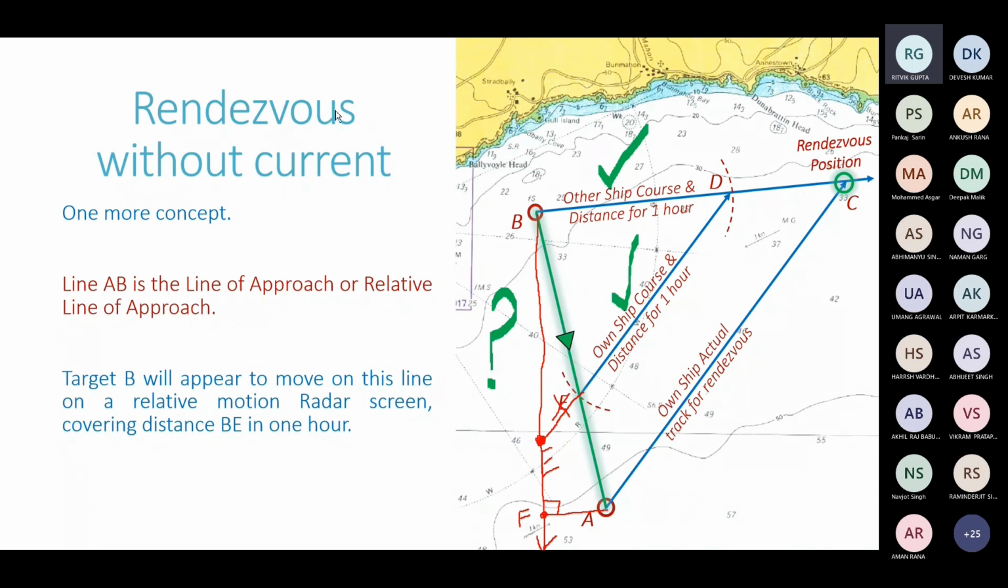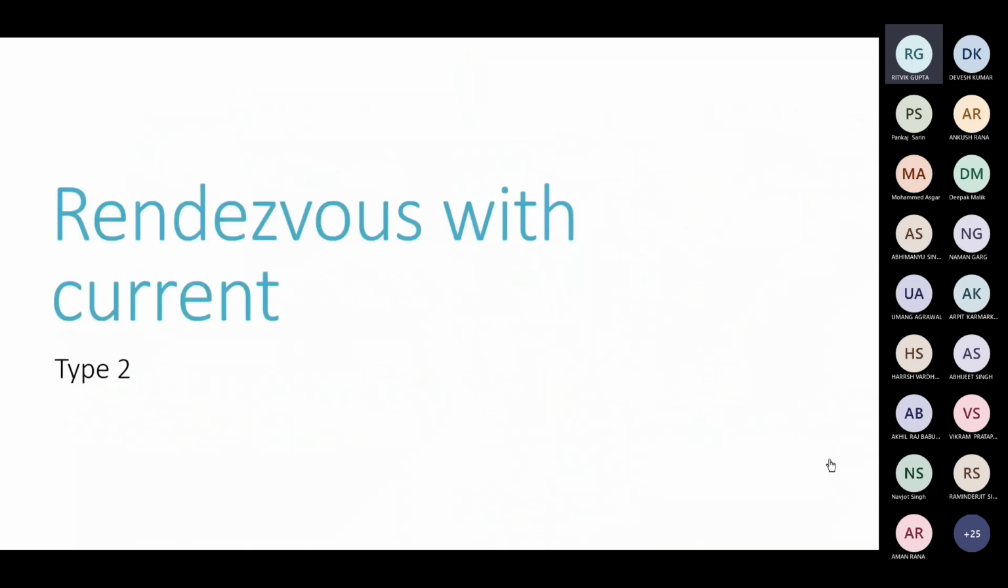Okay, let's go ahead, see the second type also. Let's move on to the second type of rendezvous problem now. This is rendezvous with current. So the entire question remains the same with only one difference, that there is a current present in the area, which is affecting the other ship, the target ship, as well as our own ship. Now this makes the question a little interesting. So let's see how we solve it.